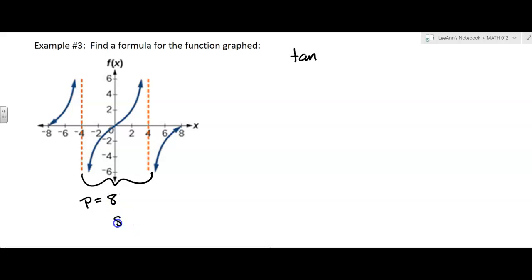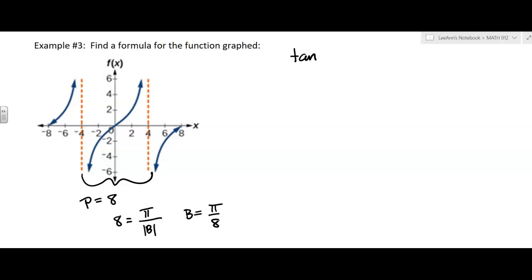So that means 8 has to equal pi over the absolute value of b. Or if you do some algebra work there, you're going to get b equals pi over 8. And I would just go with the positive case. Don't worry about it if b were negative. Okay. I don't know why they keep putting the absolute values there, but they do. So we'll keep that pi over 8. So now we know b.